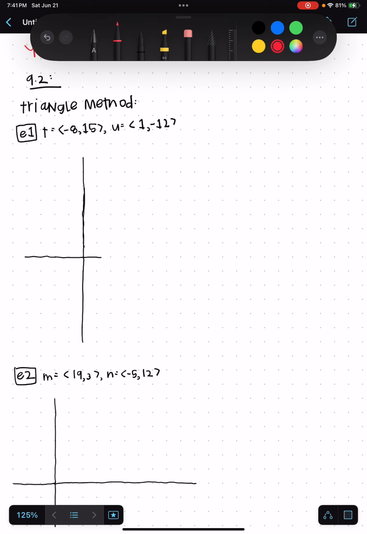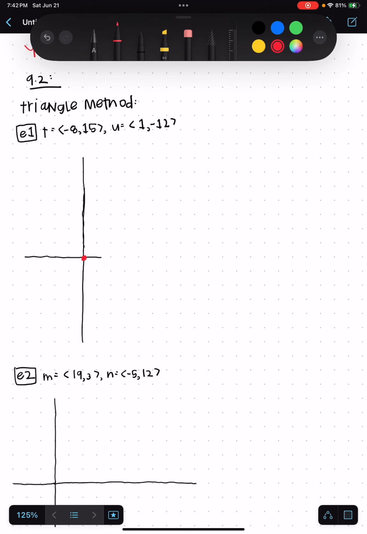Before we do either of those things, let's do the triangle method first. When we draw vectors, you always start at the origin, and then where the point is, that's where the vector ends. So for example, you have this t vector and u vector on example 1. For my t vector, I'm just going to start in the middle at the origin of my graph, and then I'm going to find the point -8, 15.